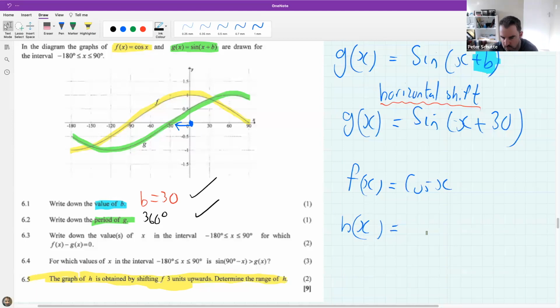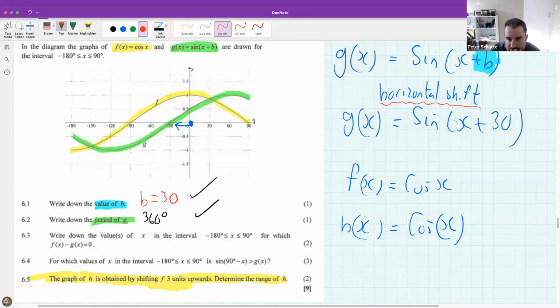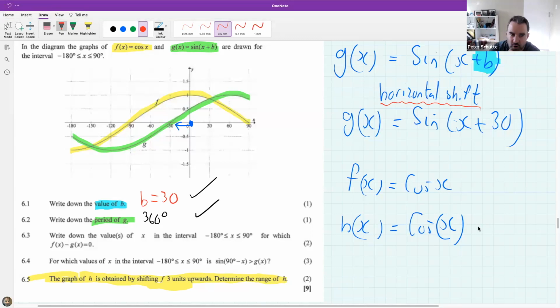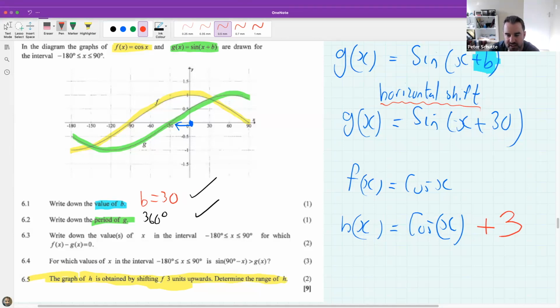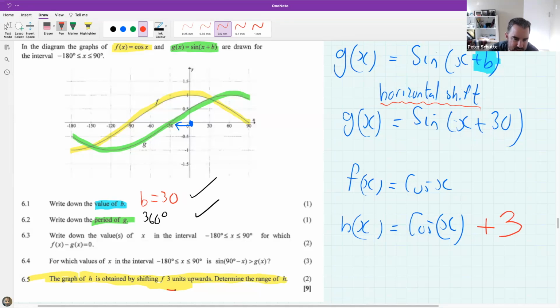What do you think I need to do to get an equation that shifts f 3 units upwards? We know what f is. f is just that, but I want to shift it up by 3 units. What do I need to do? You are so right, Ayanda. You just go plus 3. Give me a thumbs up if you can see what Ayanda is saying, that you just add a plus 3 to shift it 3 units up.